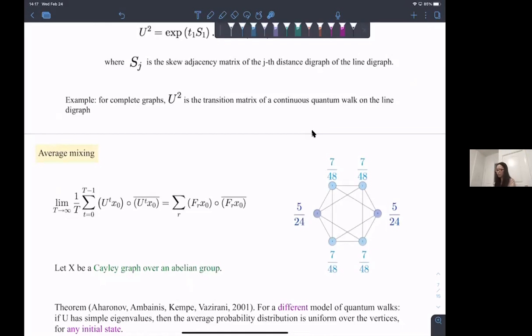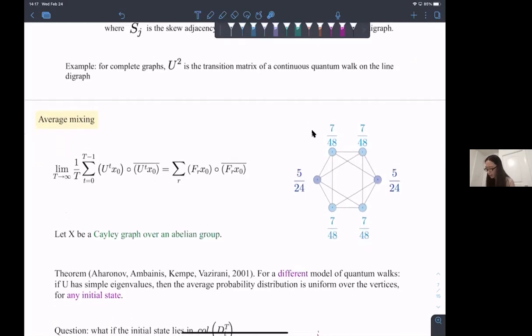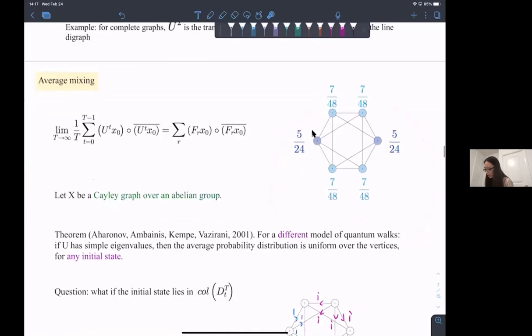Let me quickly mention two more phenomena. The first one is the limiting distribution. We are asking for which graphs the quantum walk can be uniform over all the vertices. This is not a new problem. Back in 2001, Aharonov and others asked this question for a different model: can we find a transition matrix so that no matter where you start, regardless of the initial state, the limiting distribution is always uniform over the vertices?